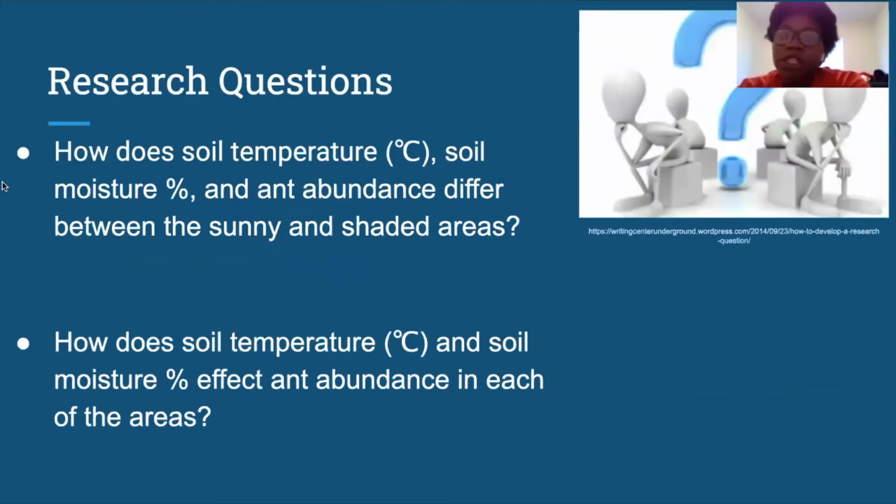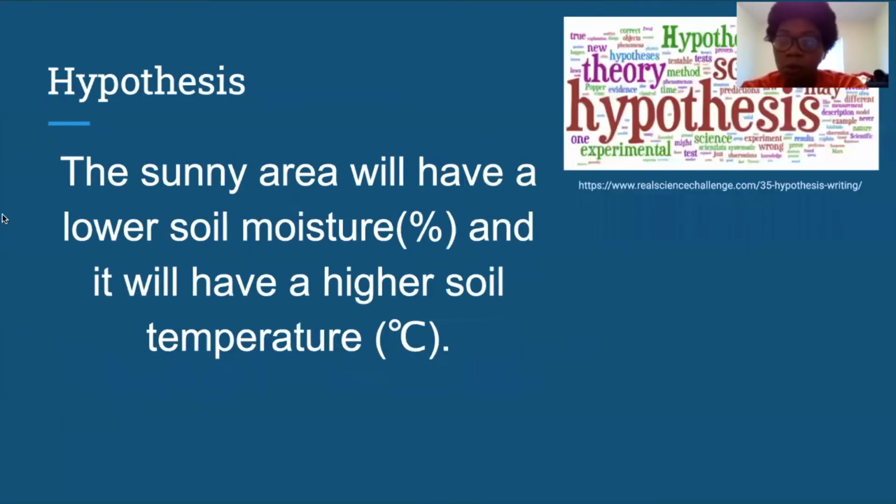Our research question is, how does soil temperature, soil moisture, and ant abundance differ between the sunny side and the shaded side? Also, how do those two measurements affect the abundance of ants between the two sides? Our hypothesis is that the sunny side will have a lower soil moisture and higher soil temperature, and this will cause the ants to prefer the sunny side.